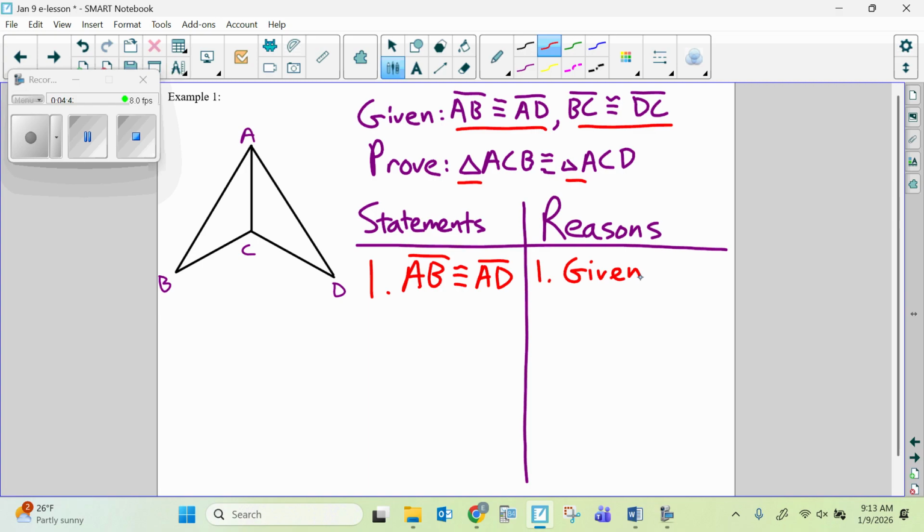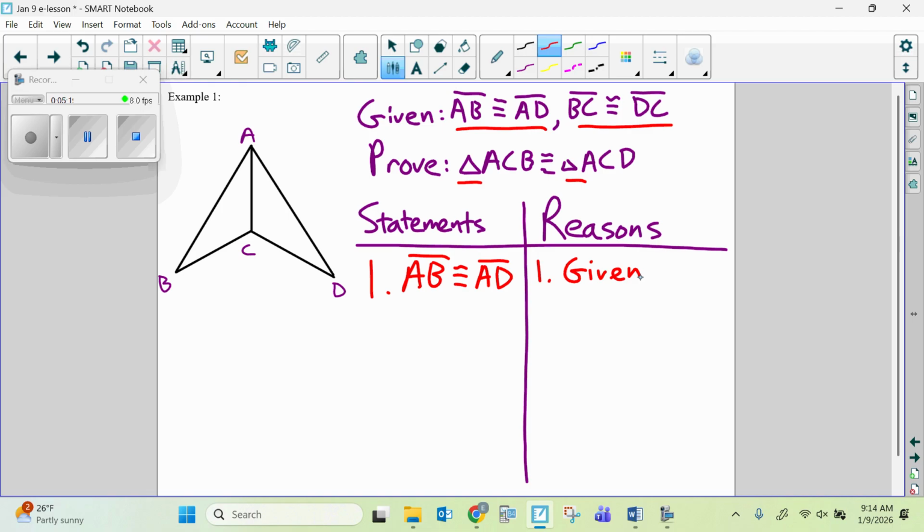What I also want to do right now is every time I make a statement that I'm able to prove with a reason, I want to annotate my picture with that given. My statement was that segment AB and segment AD are congruent. I want to annotate that in the picture to the left there. This step doesn't necessarily have to be done to get full credit on the proof, but students who annotate their pictures are much more likely to have perfect proofs.